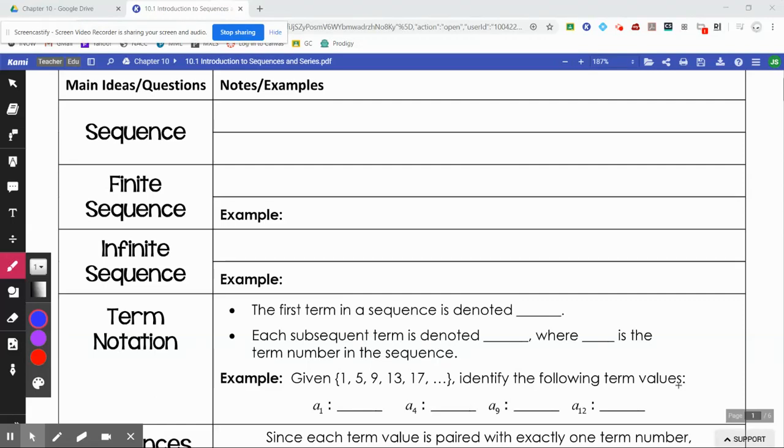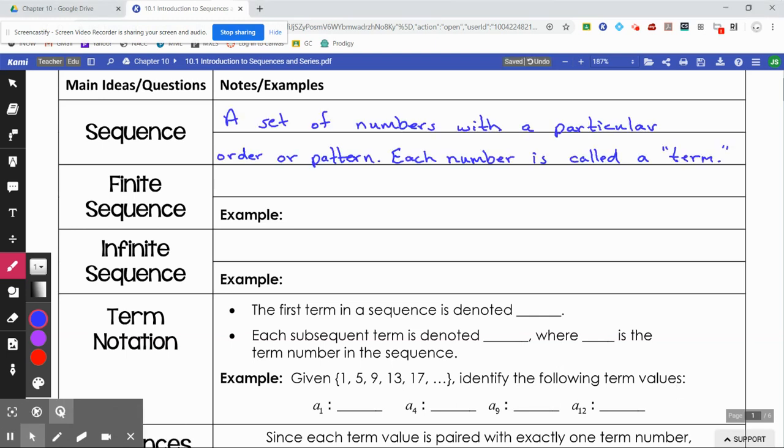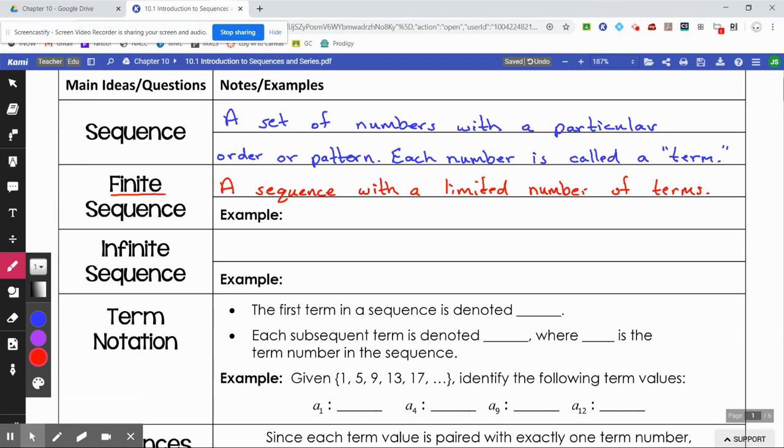In this lesson, we're going to introduce you to sequences, and then later on, we're going to be talking about series. Let's go ahead and define what a sequence is. A sequence is a set of numbers with a particular order or pattern, and we call each number in the sequence a term. And now a finite sequence, the word finite means that you can actually count it. A finite sequence is a sequence with a limited number of terms.